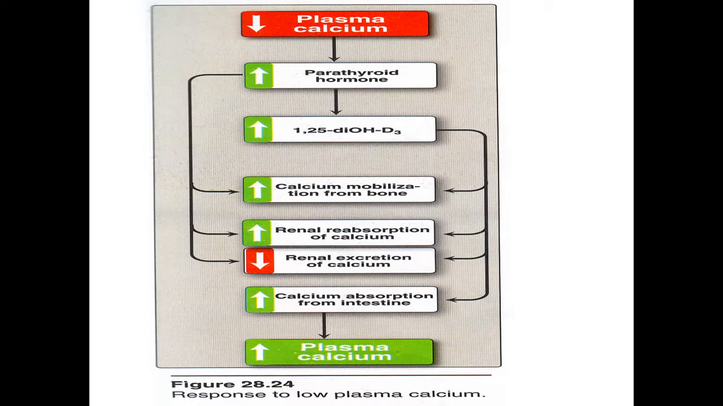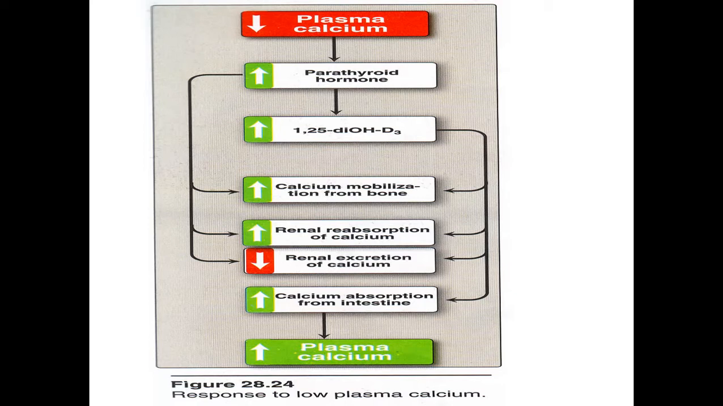Now, decreased plasma calcium triggers two hormones, that is parathyroid hormone and vitamin D3, that is calcitriol. Now, what will parathyroid hormone do? It increases the calcium mobilization from the bone. So calcium from the bone comes into the blood, causing increased plasma calcium. Similarly, it increases the renal reabsorption of calcium, so that calcium excretion in the urine is decreased. As a result, plasma calcium will get increased.